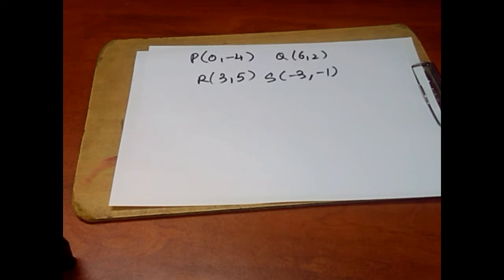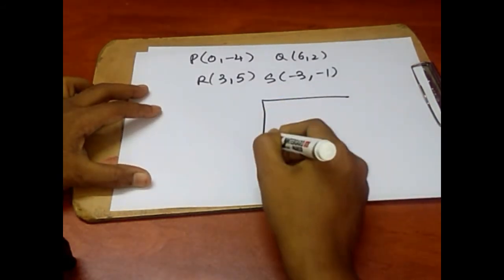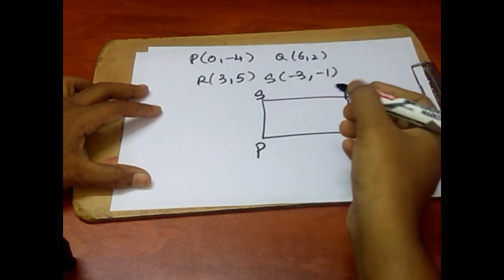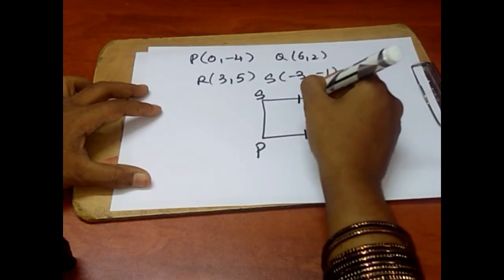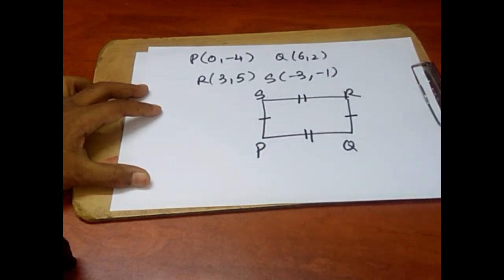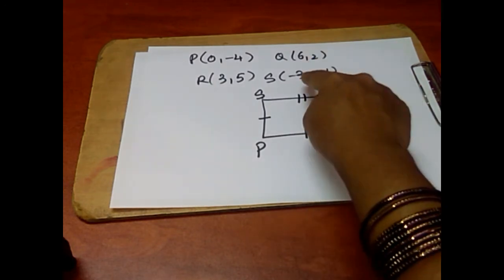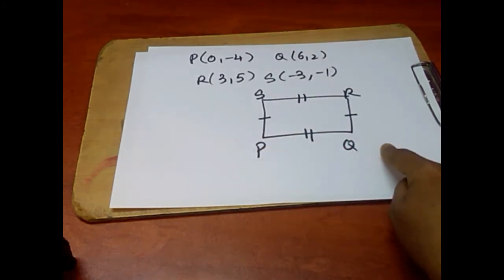So only if I draw a rectangle, let me name it as PQRS. If PQ is equal to SR and PS is equal to RQ, can we call it as a rectangle? Just think over children, can we call it as a rectangle? No, definitely we cannot call it as a rectangle. Why? Because even in a parallelogram, the opposite sides are equal. Only based on the result of PQ is equal to SR and PS is equal to RQ, we cannot say that it is a rectangle.